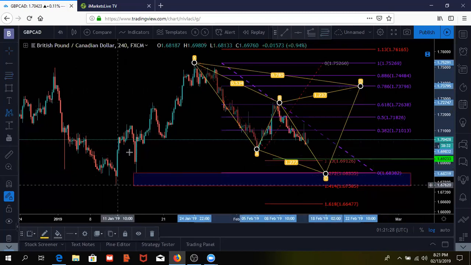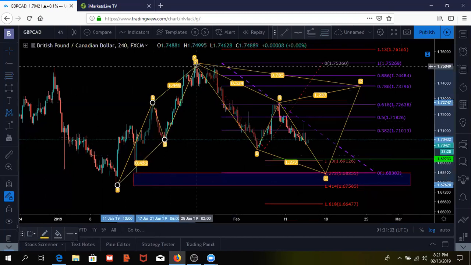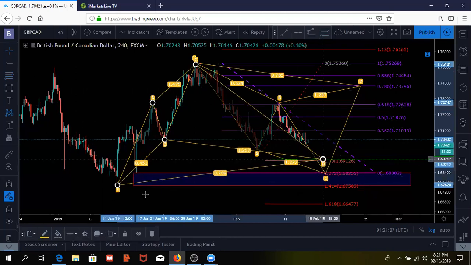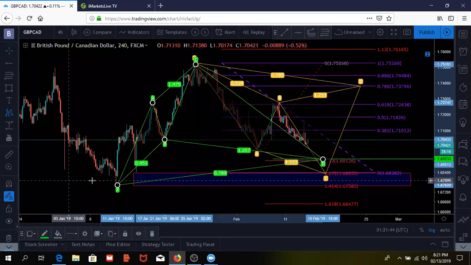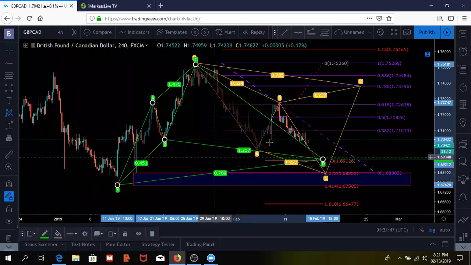Or we could see something like this: X to A to B, B to C, C to D, complete somewhere over here. Let me change this color to green. So these are two options that we see right here that could potentially happen.